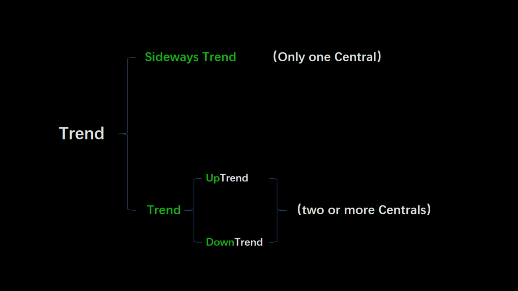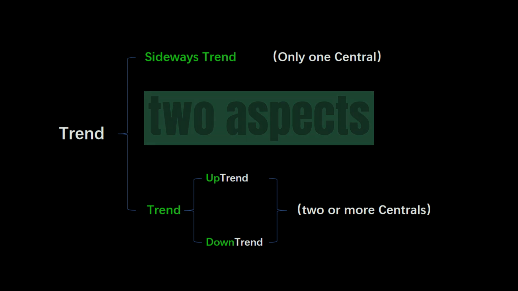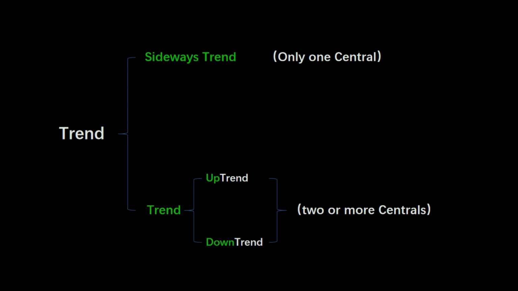This video we will talk about the trend. Put it simply, trend is the candlestick chart, which reflects the change of stock. How to understand the trend? We could start from two aspects. 1. The classification of trend. 2. The standard formula, two or more than two centrals.